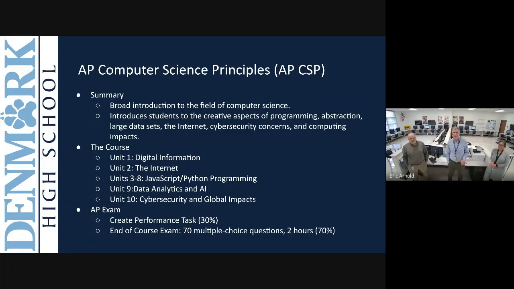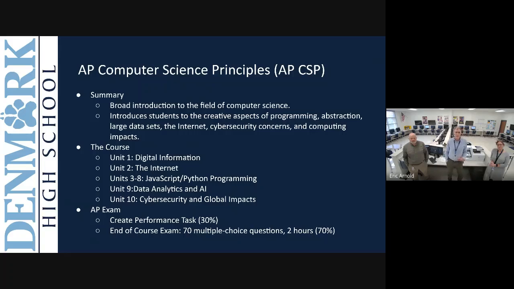Our primary language we use is JavaScript. We also have some exercises in Python, which is a little more modern language. But really the focus is not so much on the language, but on the concepts, right? So that you could apply those to any other language that you run into in their careers.